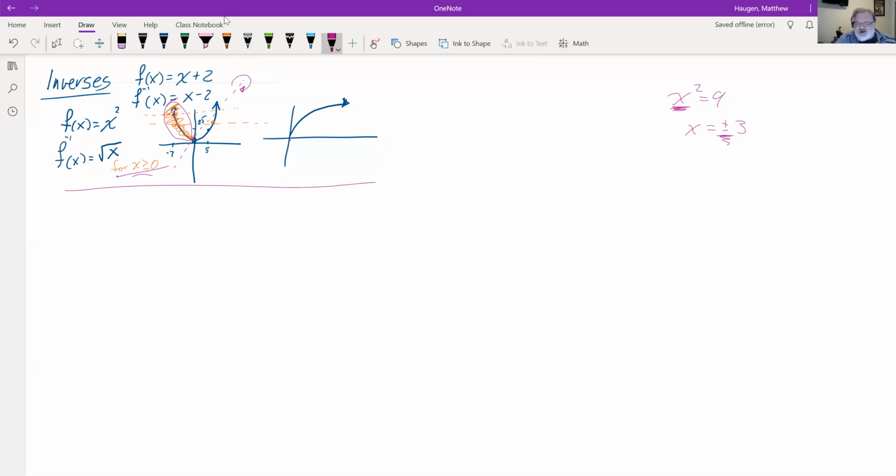Now, why am I talking about all this when we're supposed to be talking about trig functions? Well, if we look at the sine function, it is so very, very not one-to-one. This thing doesn't pass the horizontal line test a lot.